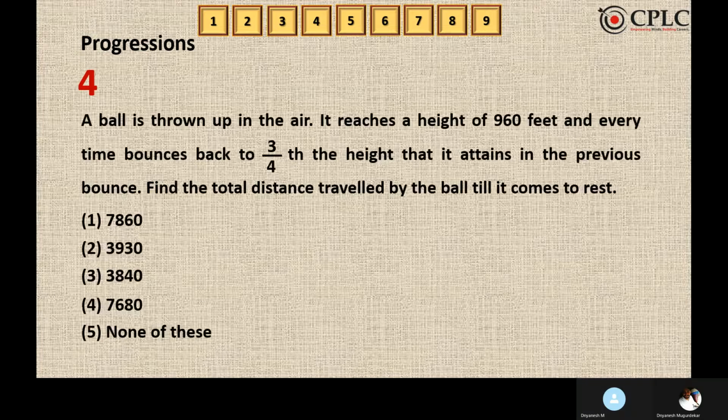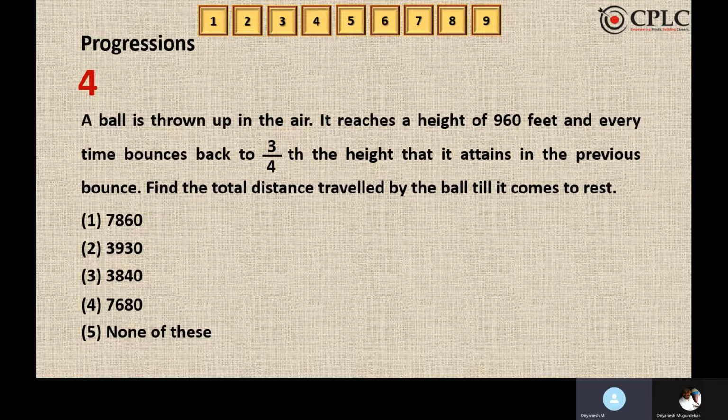Fourth one. A ball is thrown up in the air. It reaches a height of 960 feet and every time bounces back to 3/4 of the height that it attained in the previous bounce. Find the total distance traveled by the ball till it comes to rest. To find this out, we will have to use the formula of infinitely diminishing series. There is just one formula, S infinity equals A upon 1 minus R.